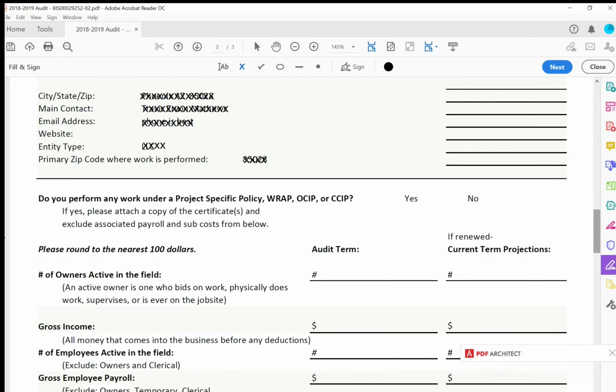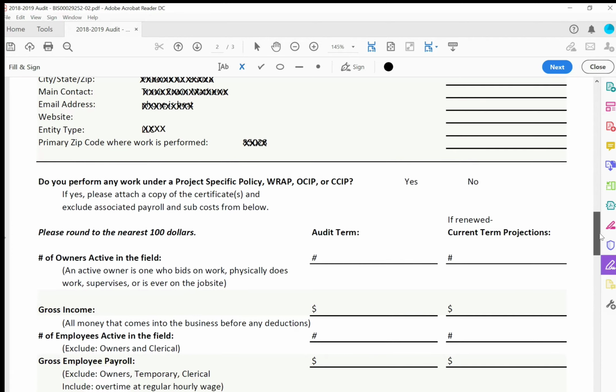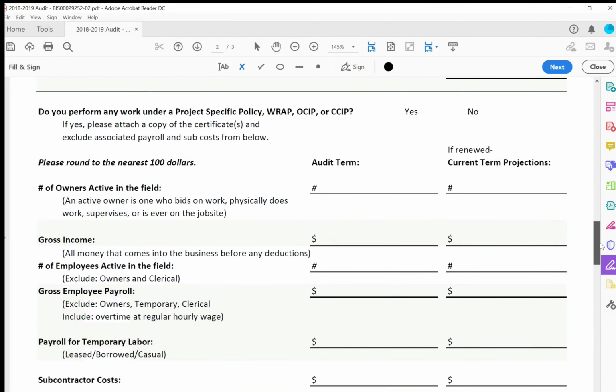So again, if you're a plumber and you do a wrap up condo project, and your payroll for that project specifically was $100,000, you do not include that in your own general liability audit. Second question here, how many active owners in the field?